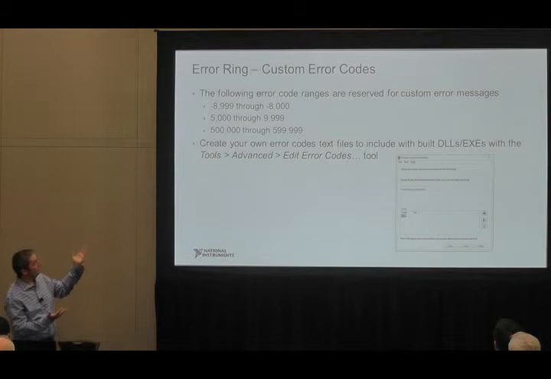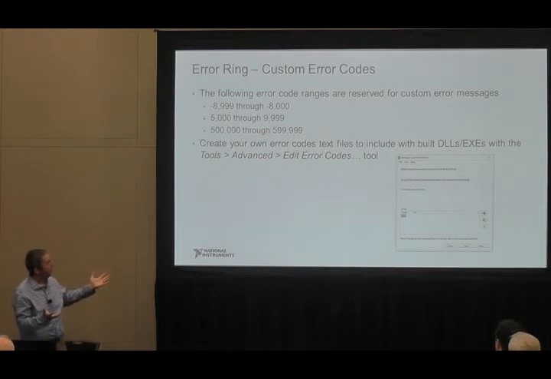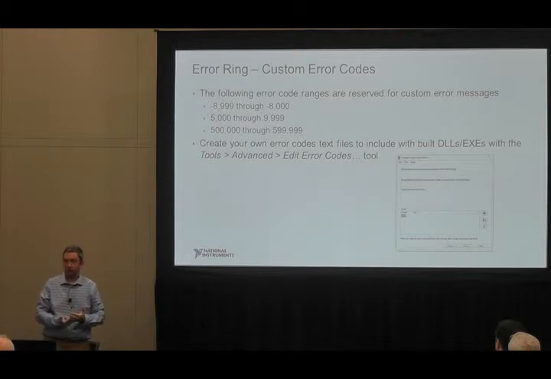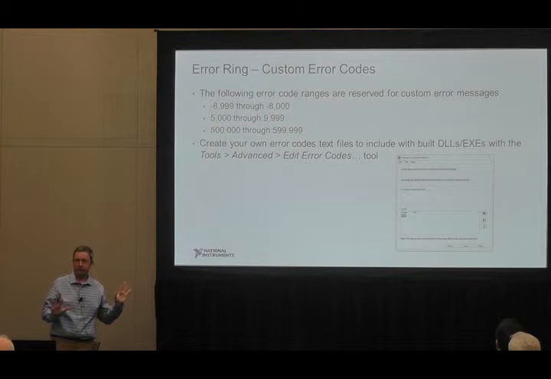So figure out what range you want. The one that's 500,000, that's the biggest range in terms of the number of values it has. It's got 100,000 values. And then use that range of errors for when you use error rings and other ways to generate your errors.